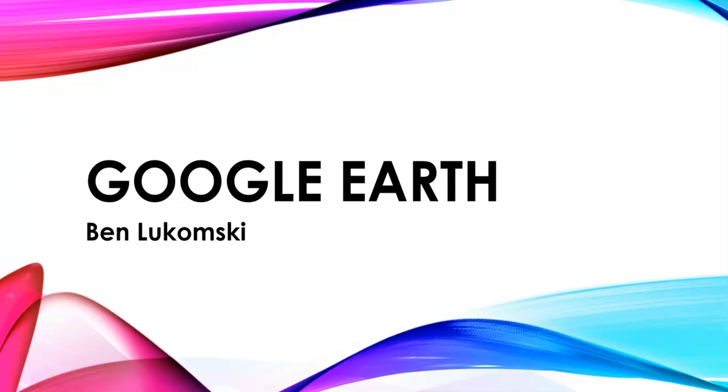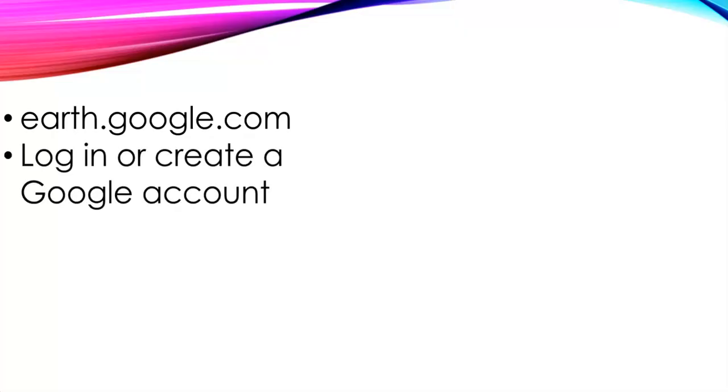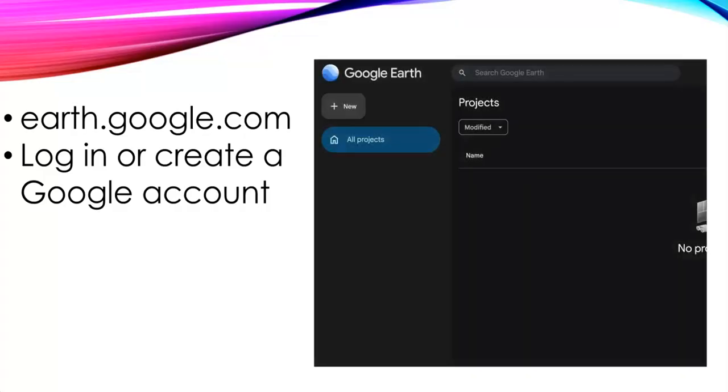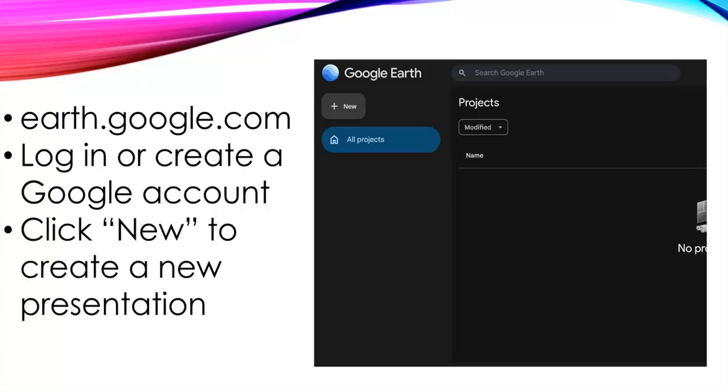So in order to get started on Google Earth, you will need to go to earth.google.com. Once you're there, you'll need to log into your Google account or create one if you do not have one. And once you do, you'll be brought to this screen. To get started creating a presentation, you'll just need to click that new button up in the top left corner, and that is going to open up the map for you.